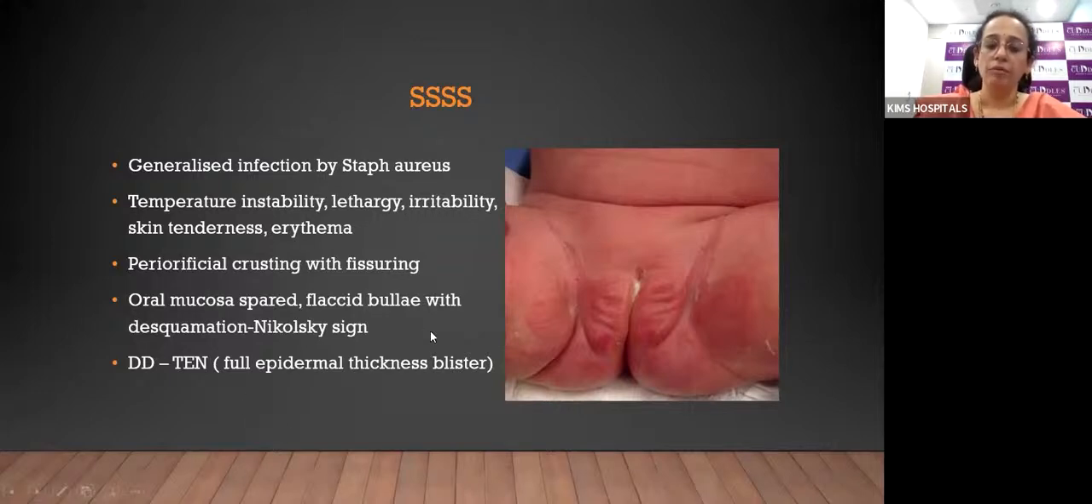If flaccid bullae with desquamation can be elicited in these babies by just stroking the periphery of the skin, which leads to erythematous and painful denuded skin, this is called the Nikolsky sign, which is seen in staphylococcal scalded skin syndrome.